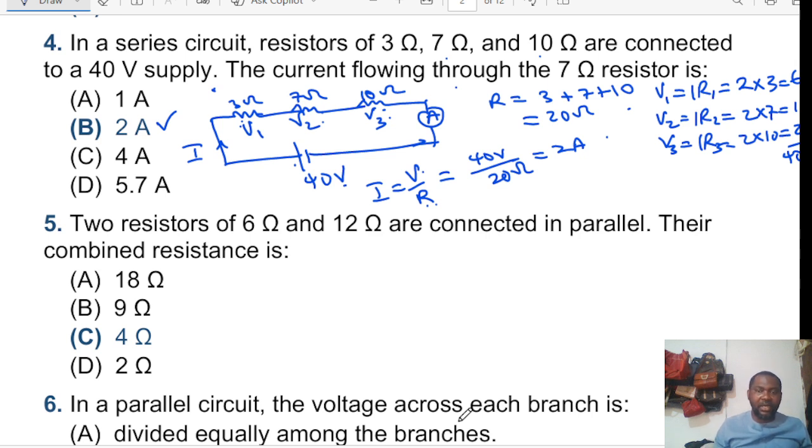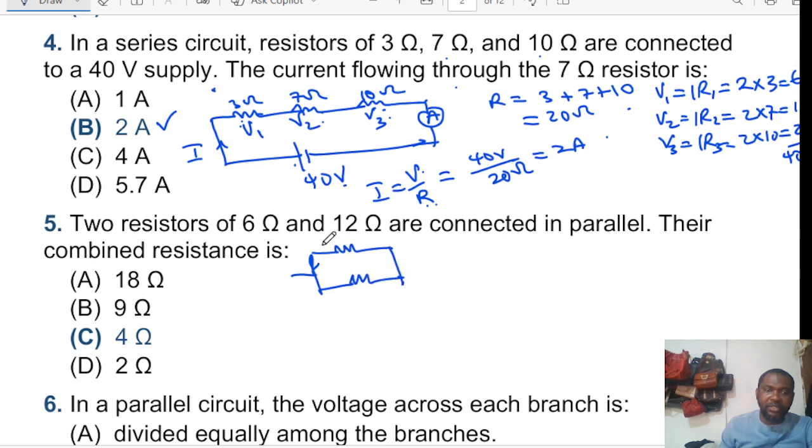Okay, so that now leads us to the next question here. It says 2 resistors of 6 ohms and 12 ohms are connected in parallel. Their combined resistance is, now this is how we represent it in a diagram, parallel connection.